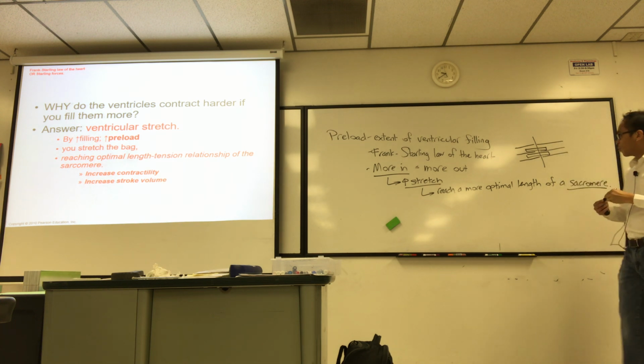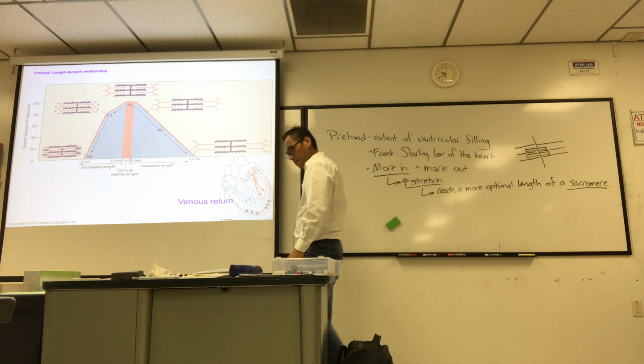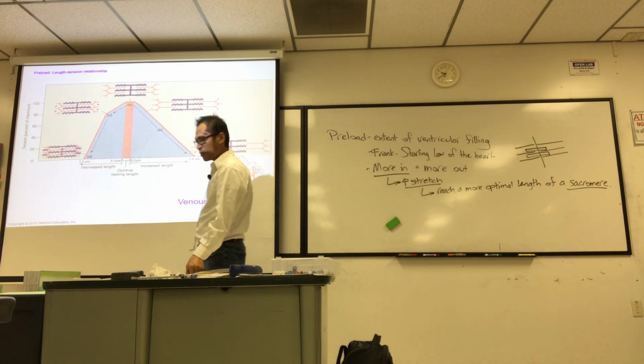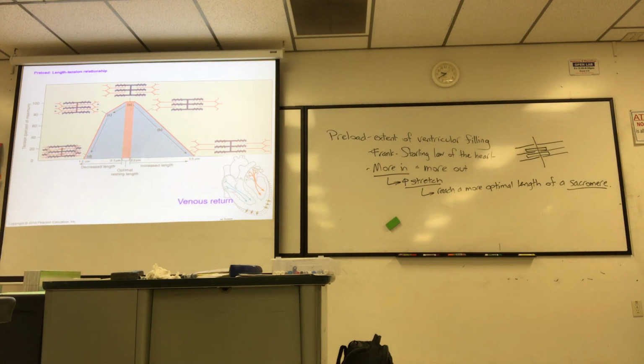Okay, so there's this graph that we have. That's actually for skeletal muscle, but the cardiac muscle will be similar. And what you see is that, for example, when the muscles are overlapped too much, there's no room to slide because these slide towards each other. But if the muscle's already slack, there's no room to slide and you can't generate very much tension.